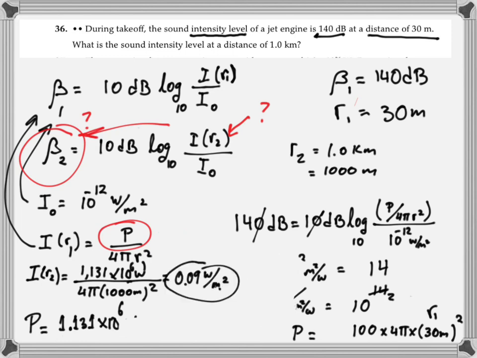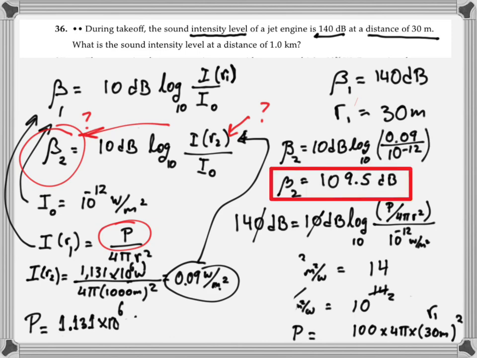If you plug those numbers into your calculator, you get 0.09 watts per square meter, which you can plug back in. You get 10 times the log base 10 of 0.09 divided by 10 to the minus 12, which is 109.5 decibels. So the intensity level of the jet engine drops from 140 decibels to 109.5 decibels.